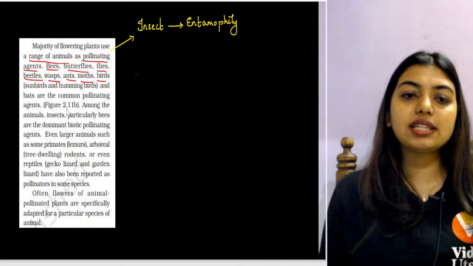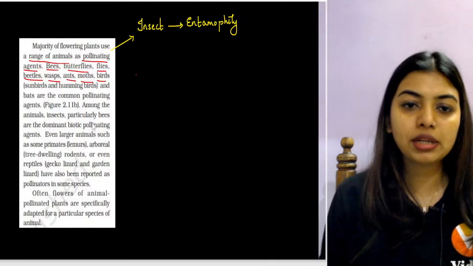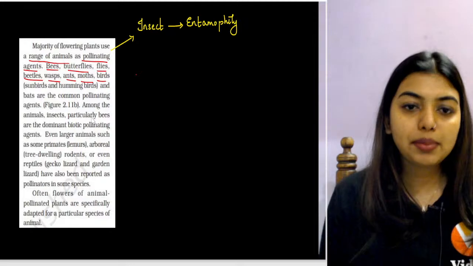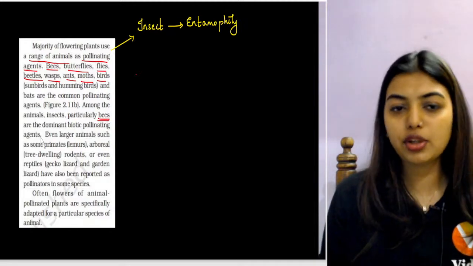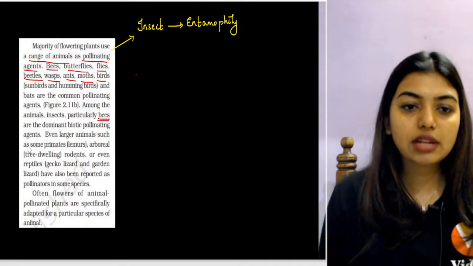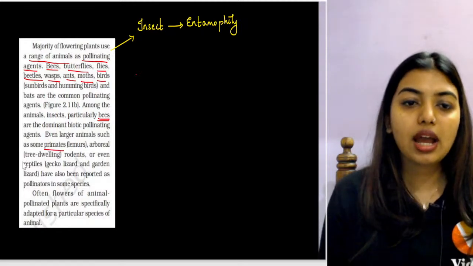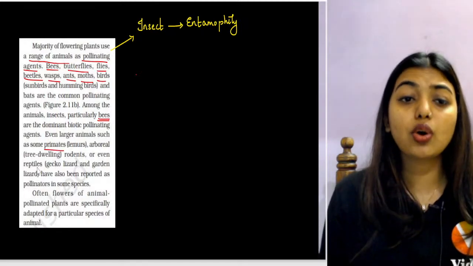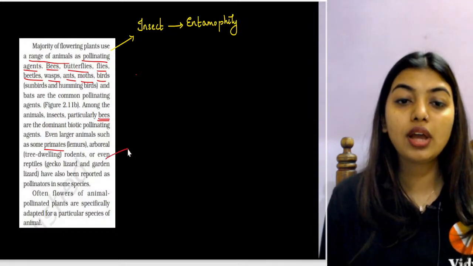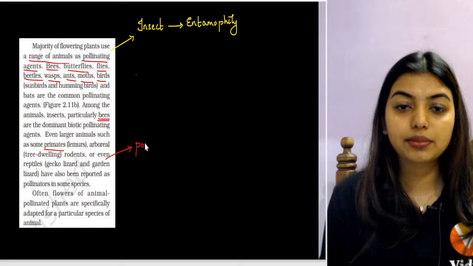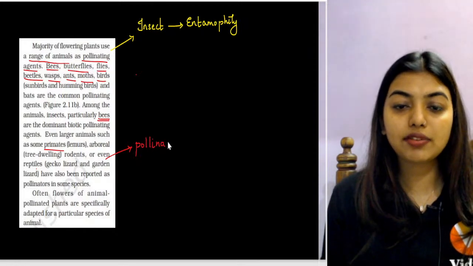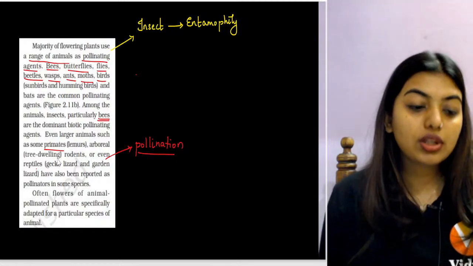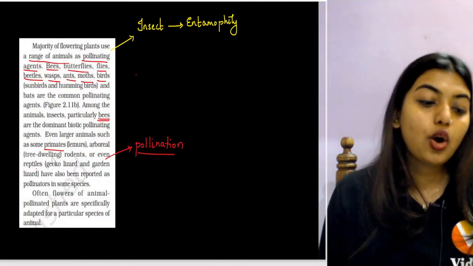Among the animals, insects, particularly bees, are dominant biotic pollinating agents. Bees are the most common pollinating agents. Even larger animals such as primates, tree dwelling rodents, or reptiles like gecko, lizard, and garden lizard, all of this also helps in pollination.